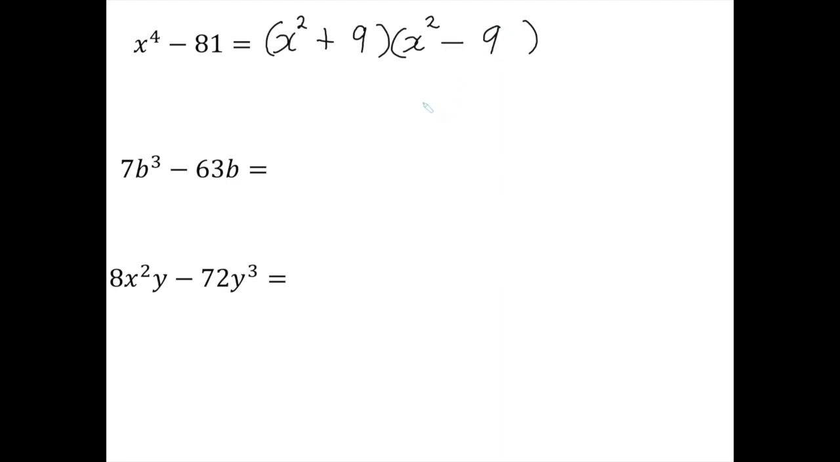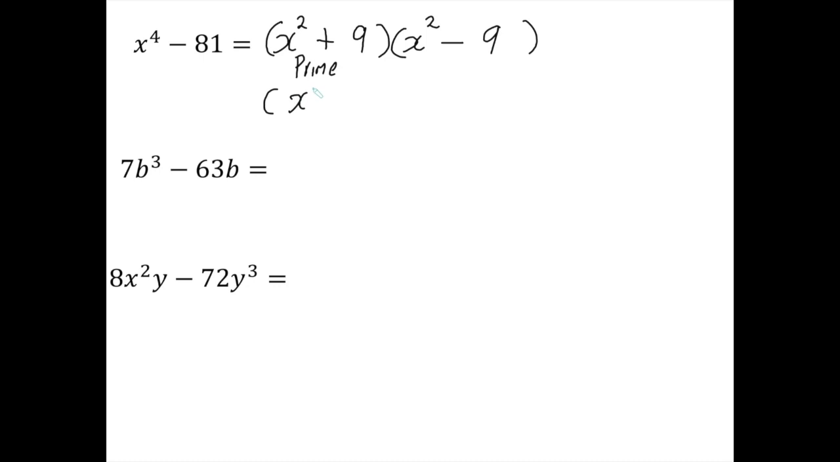Now you're not finished because notice your exponents here are even. Now, because this is x squared plus 9, this cannot be factored anymore. So it's considered prime. However, x squared minus 9 can be factored again because x squared is perfect and 9 is perfect and they're separated by subtraction.